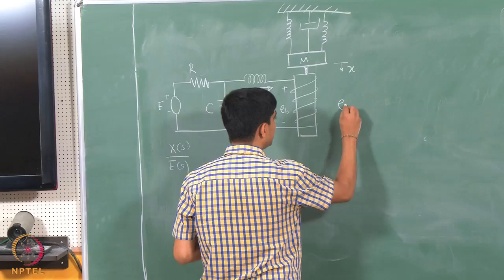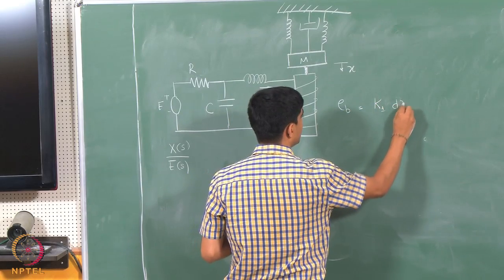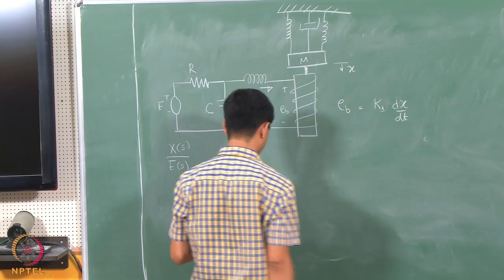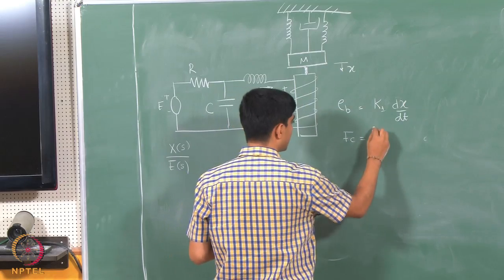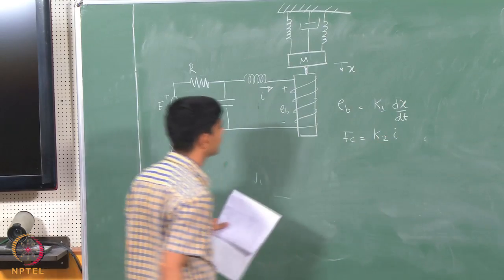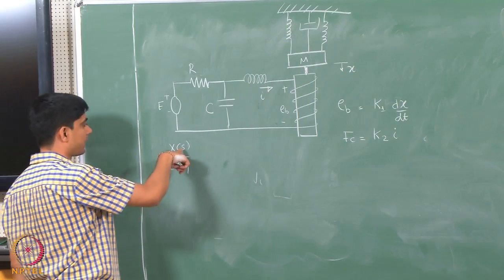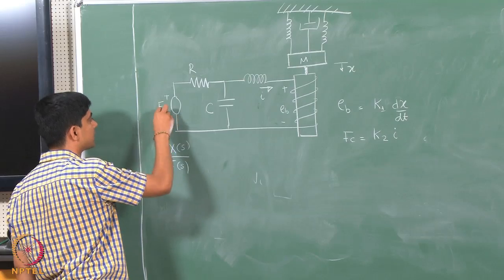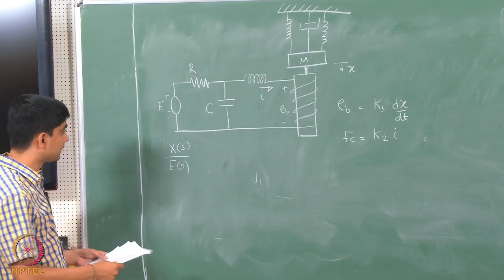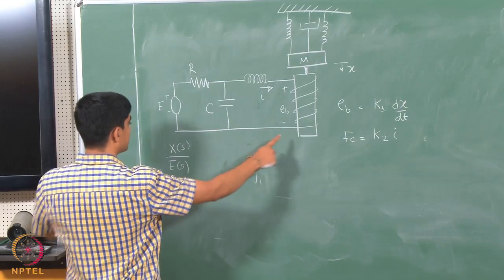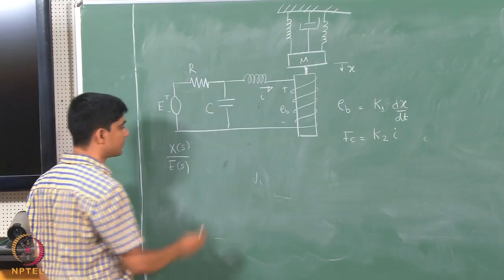The back EMF EB is K1 dx by dt, and the force is proportional to the current, K2 times I, the force which is experienced by this mechanical system over here. We are required to find the transfer function starting from this input E resulting in an output here. These are two subsystems: one is this electrical component and one is the mechanical component. So let us analyze each of them individually.